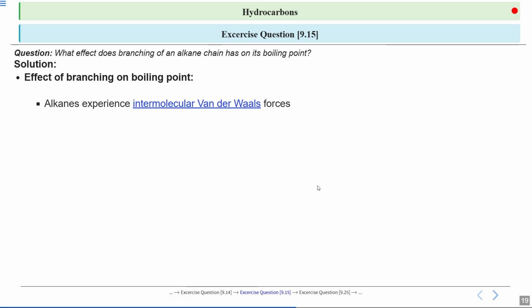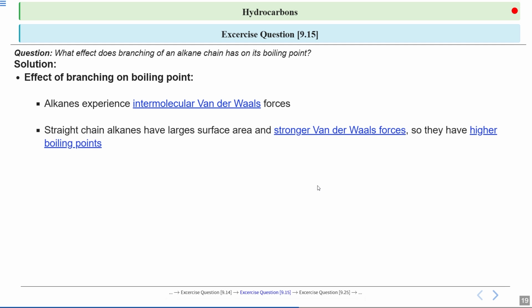So, to answer this question, we need to understand the forces at play. Alkanes experience intermolecular forces known as van der Waals forces. These are weak interactions that occur between the molecules, and they play a crucial role in determining the boiling point. Now let's focus on the straight chain alkanes. These molecules have a larger surface area, which allows for stronger van der Waals forces to exist. As a result, straight chain alkanes typically have a higher boiling point compared to their branched counterparts.